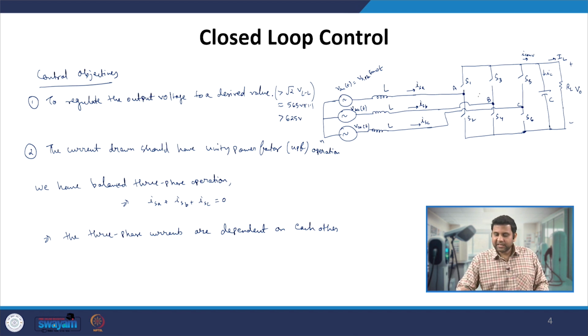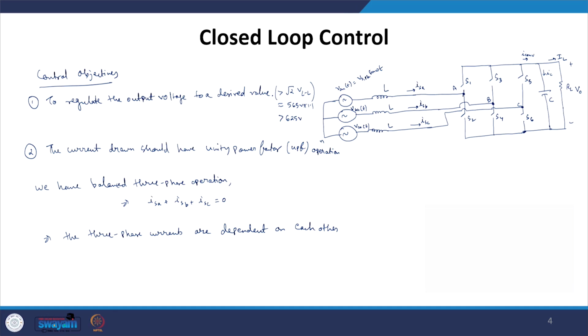Because these switches S1, S2, S3, S4, S5, S6, even if we are operating with the balanced 3 phase operation, they may not generate the voltage at the output in the same manner. So, that means there could be some difference in the A, B, C voltages which are applied, and also they are 120-degree phase apart from each other.